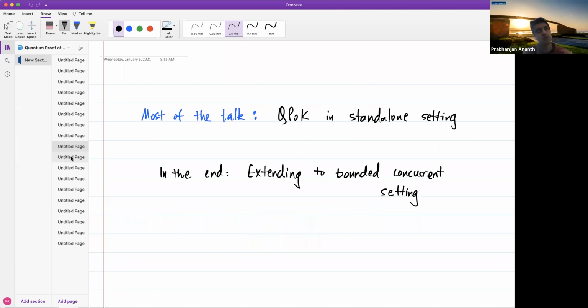So for most of the talk, I'm going to just focus on constructing quantum proof of knowledge in the standalone setting. And towards the end, if we have time, I'm going to show how to extend the same construction we have to the bounded concurrent setting.